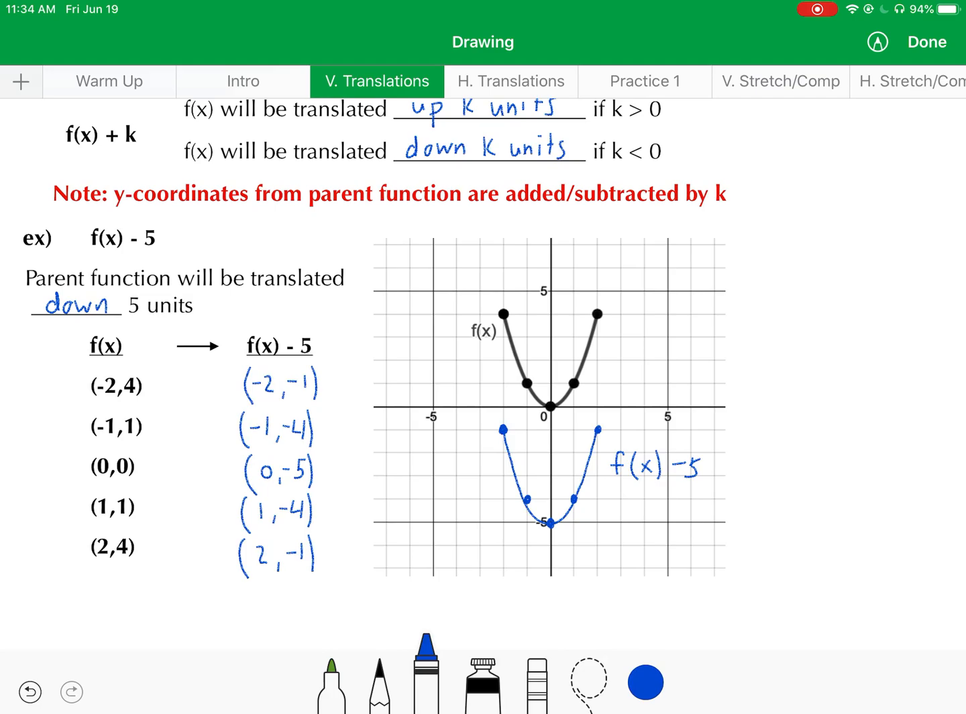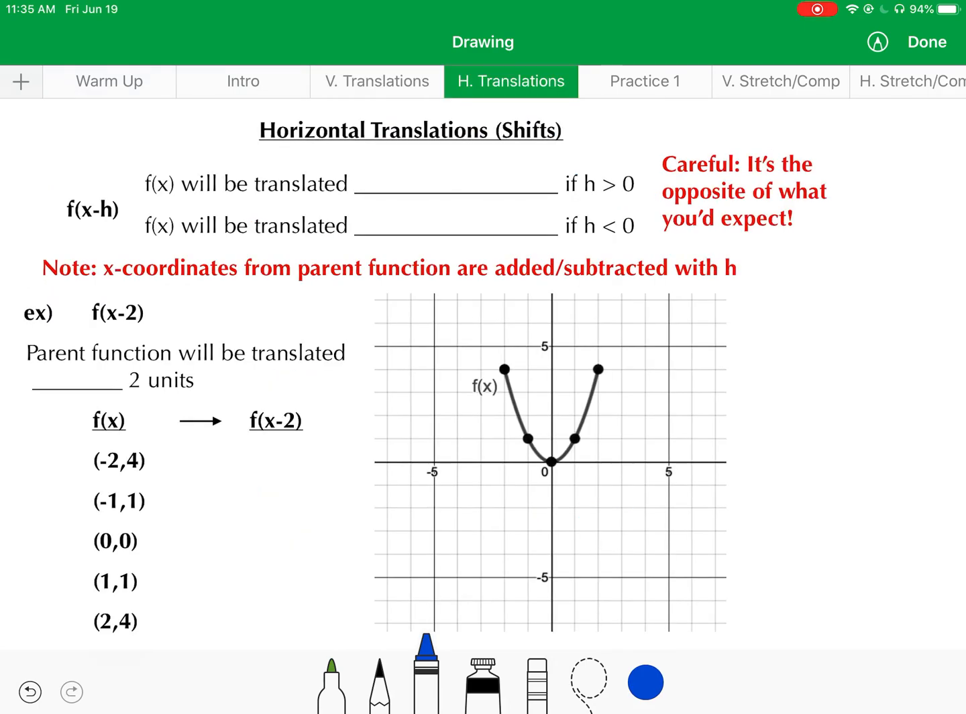Once again, I want you to notice that it's the y coordinates from the original function that changed in value, but the x coordinates on both the original graph and the newly translated graph are the same. Okay. All right, moving forward.